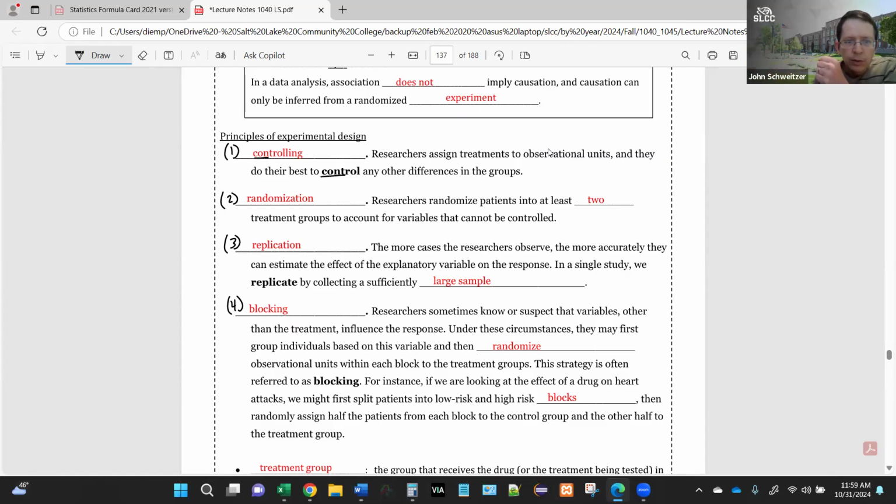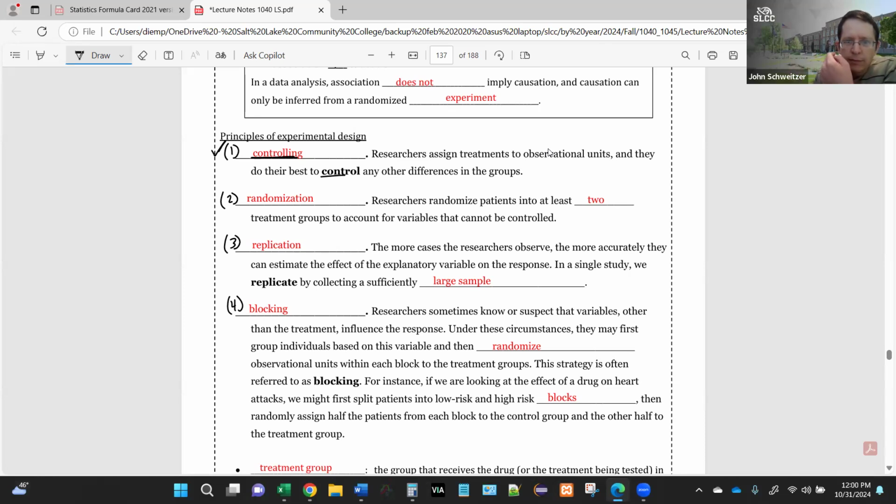So that principle is called controlling. You control the other differences as much as you can, right? So that's the first principle. So we like controlling, right? The second principle is randomization. We already discussed that.